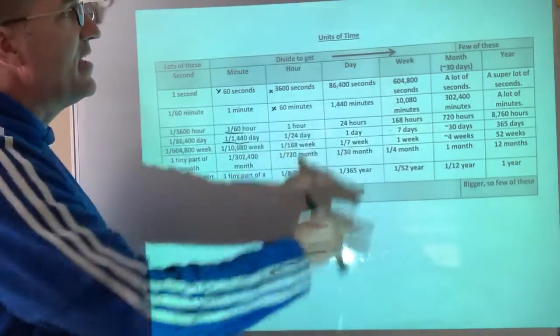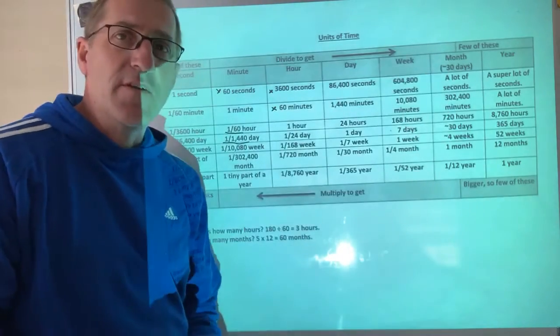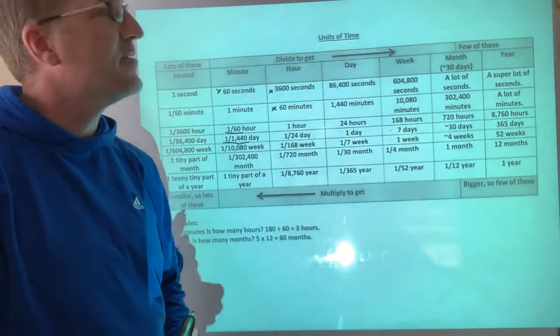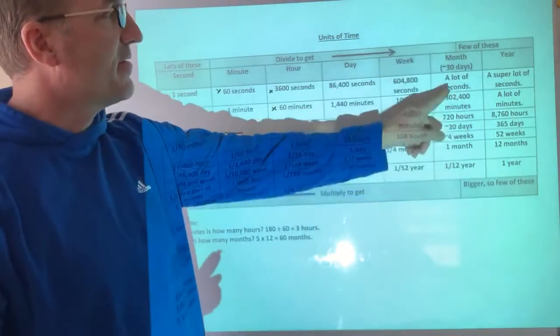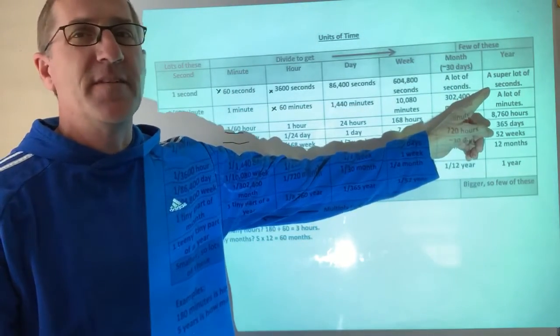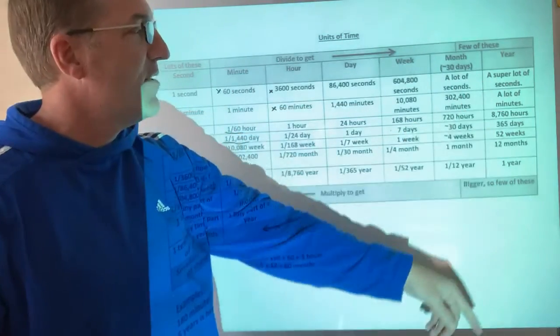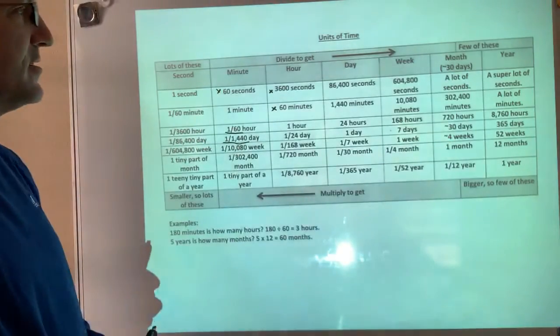If you look at these over here, months, it's about 30 days. You know that not all months have 30 days, but that's what we're using for that. So if you want to go over to month, it's a lot of seconds. If you go over to year, it's a super lot of seconds. I don't even think I could fit the number in there unless I used exponents. So I think that's pretty funny. It's about 30 days, 4 weeks.